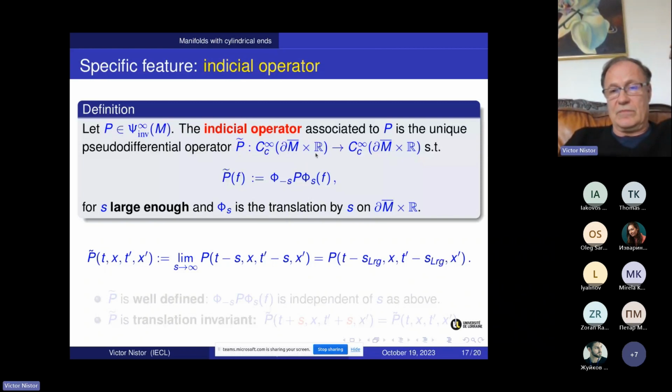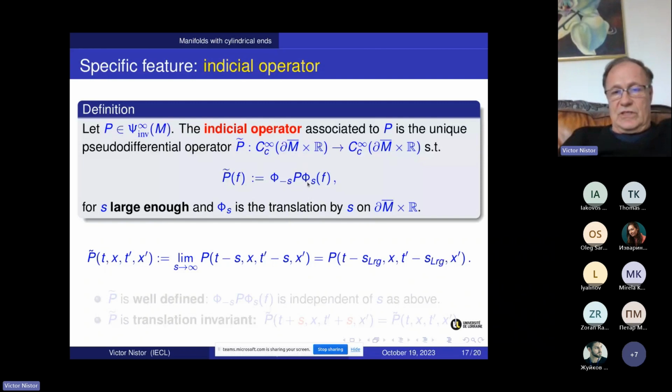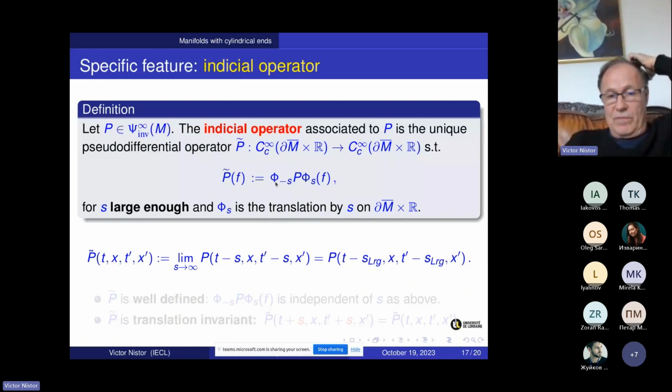So here it's the boundary times R. So it's a pseudo-differential operator on this doubly infinite cylinder, which is fully translation invariant, and it's defined by this formula. So we take an f on this fully infinite cylinder. We push this f towards minus infinity. Once we are far enough towards minus infinity, we can let P act. So we let P act, and then we pull it back to where we were. We apply phi to minus s. So that's how P tilde is defined.